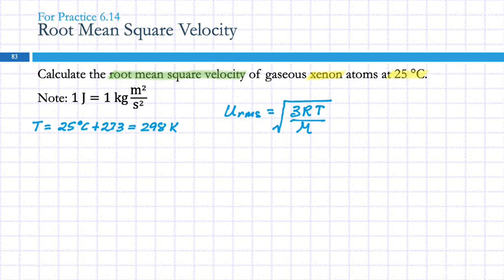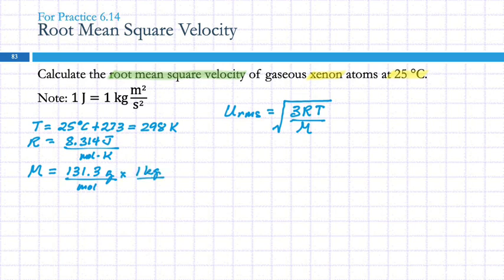And R, this is where I messed up yesterday. We need to use the other one, 8.314 joules per mole Kelvin. And then we need the molar mass in kilograms. So xenon is 131.3 grams per mole. So we need to convert that to kilograms per mole.